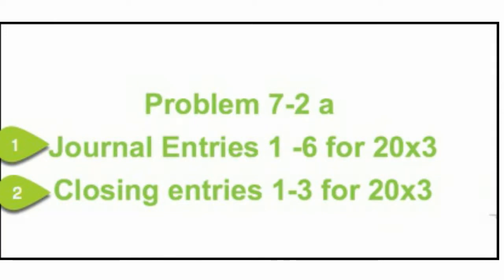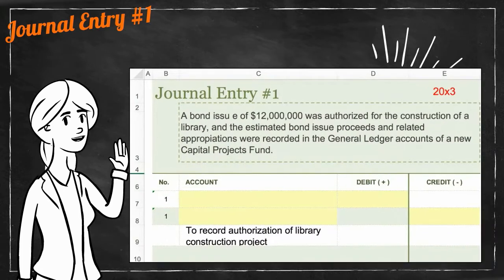In problem 7.2a, the Village of Burkett and its Capital Projects Fund, we do 6 regular year journal entries and 3 closing entries. Journal entry number 1 is to record the authorization of the library construction project. You were given information about the bond issue for construction of the library and the proceeds and related appropriation in the Capital Projects Fund. This is a 2-line journal entry.